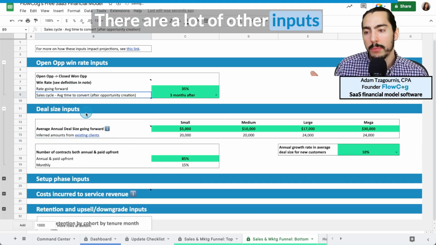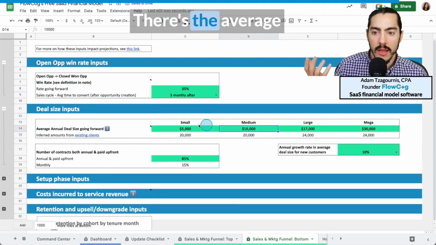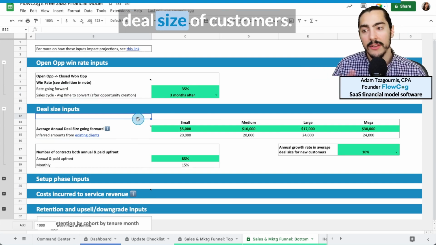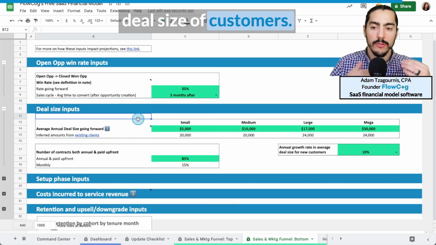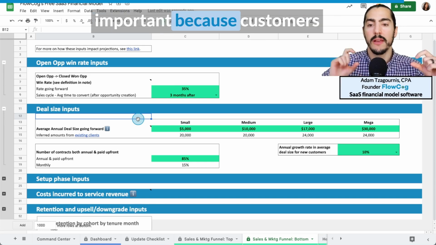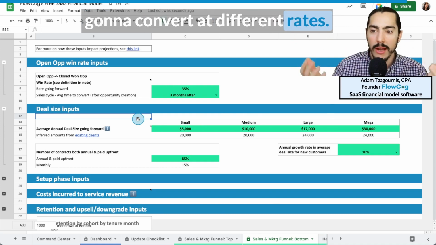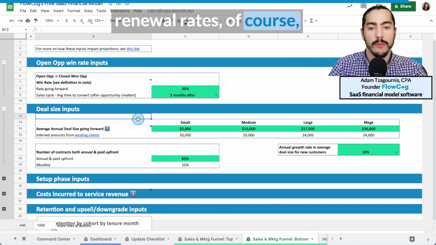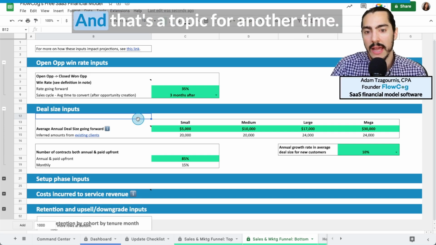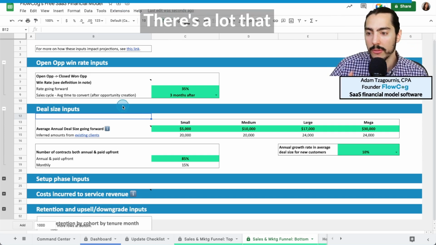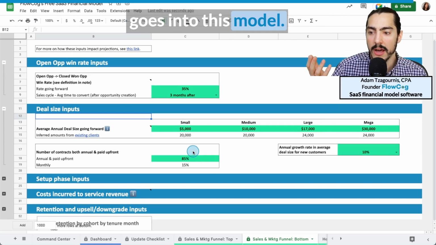There are a lot of other inputs to consider here, right? There's the average deal size of customers. Again, this is going to be very important because customers in each of these buckets are going to convert at different rates. They're going to have different renewal rates, of course, which is important to build in. And that's a topic for another time. There's a lot that goes into this model.